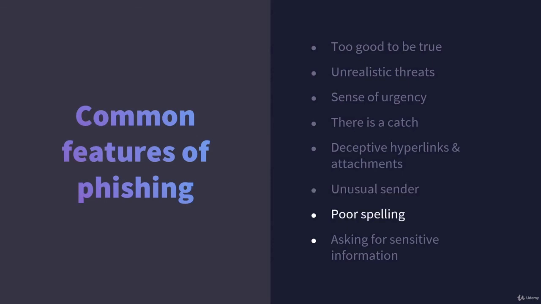Next on our list, we have poor spelling. Many phishing attacks usually impersonate well-known companies or organizations. However, many times you can find multiple grammar mistakes and spelling errors. This is a sign of a phishing attempt, as big organizations would not distribute messages with such mistakes. The last feature on our list is asking for sensitive information. Fraudsters usually try to obtain personal information. If you receive an email asking you to give credentials or other sensitive information, don't reply to it.